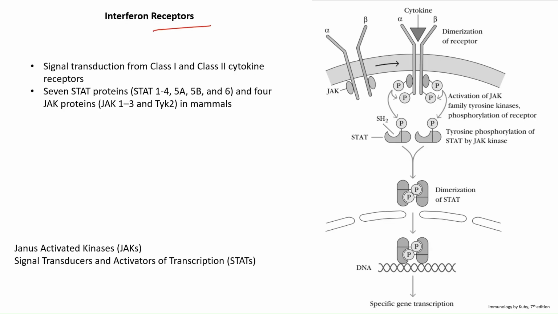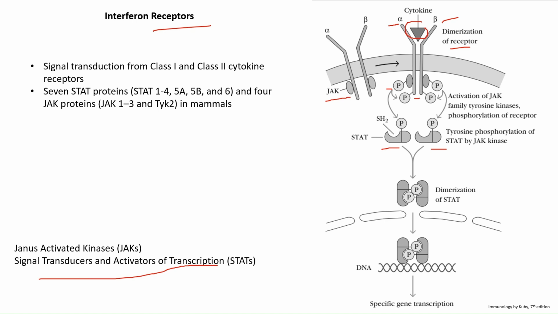Now the interferon receptors, like you can see here, are dimers of alpha and beta. As soon as any cytokine binds with this receptor, what happens? Dimerization of the receptor, which results in changes in the cytoplasmic domain of these receptors. In the cytoplasmic domain, JAK, that is Janus kinase, is present, which autophosphorylates itself as well as the cytoplasmic domain of the receptor. In turn, it also phosphorylates the STAT. STAT means signal transducers and activators of transcription.